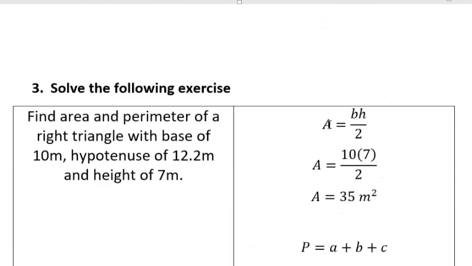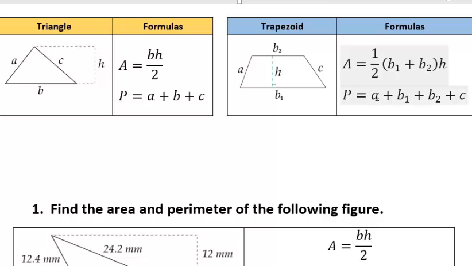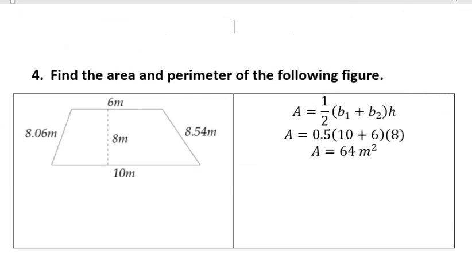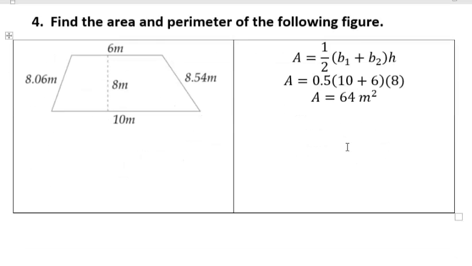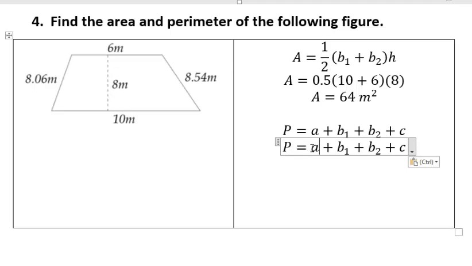Then we're going to find the perimeter of the trapezoid. Basically, the perimeter of a trapezoid, same as for any figure, is adding all of the sides. A plus B1 plus B2 plus C. So I'm going to add all of those sides. Perimeter will be A plus B1 plus B2 plus C. A will be in this case 8.06 plus B1 is 10 plus B2 is 6 plus C is 8.54.